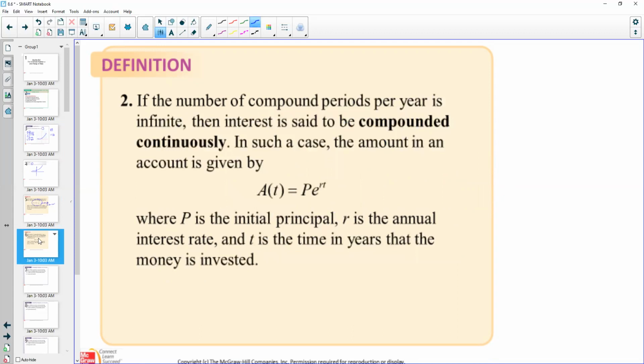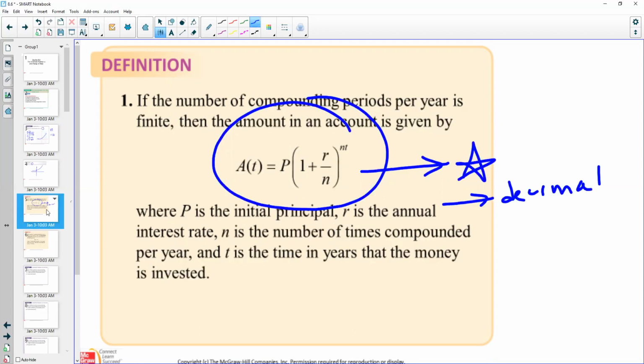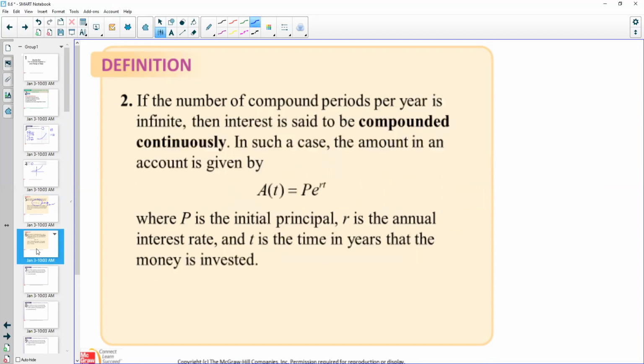Typically for compound interest, it's yearly or monthly or daily or weekly, or twice a year or 4 times a year, quarterly. One of the things that can happen though is interest can be compounded continuously. It just means it's always compounding. When that is the case, the formula changes and we use e.